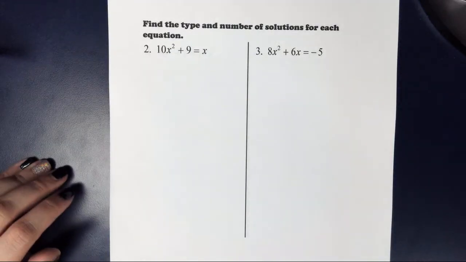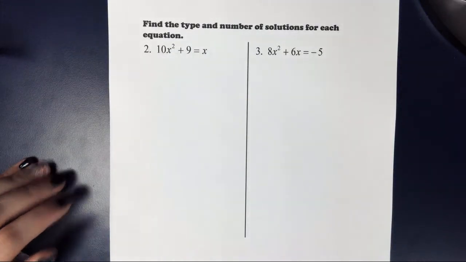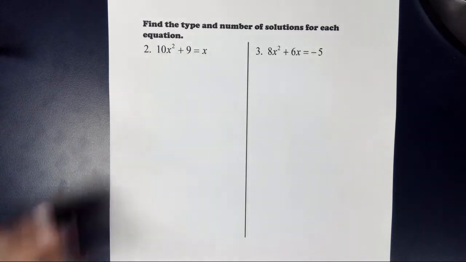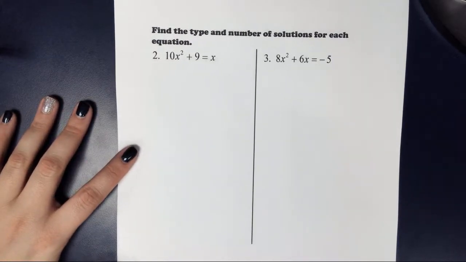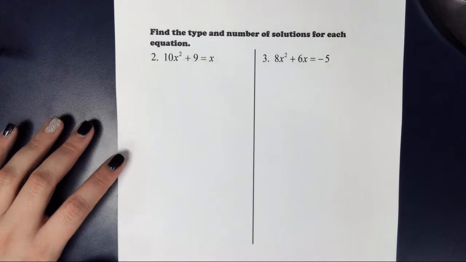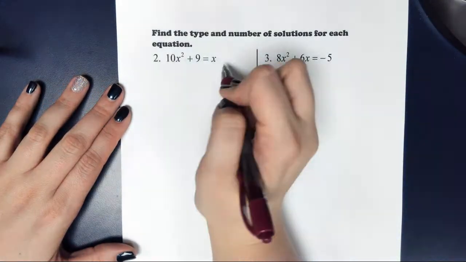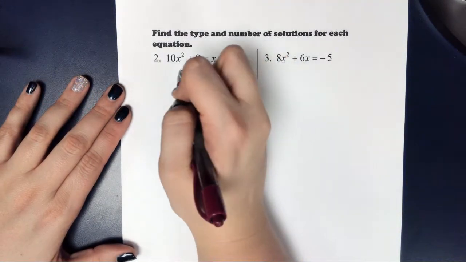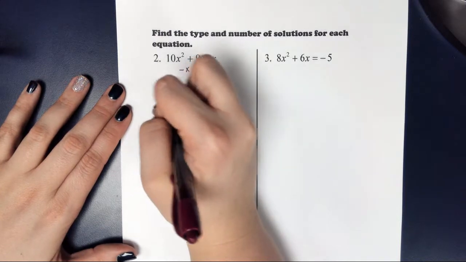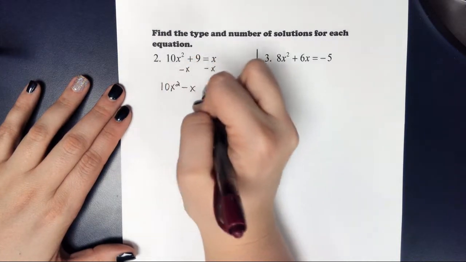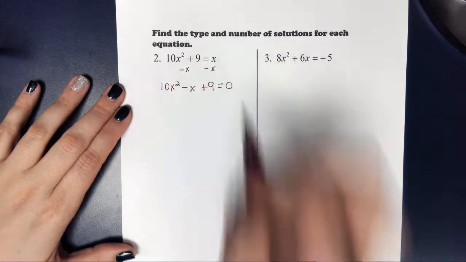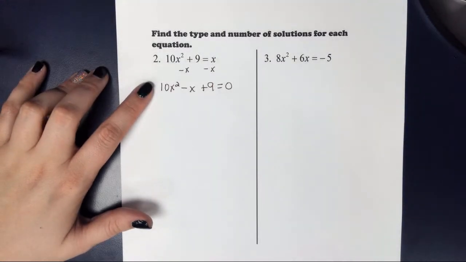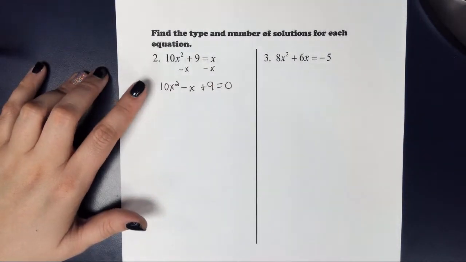So here we go. We're going to start with this very first problem where it says find the type and numbers of solutions for each equation. The way that we're going to do that is we're going to use the discriminant. The first thing we want to do is make sure this equation is in standard form, which notice it's not. I need to subtract x. So I have 10x squared minus x plus 9 equals 0. That's the standard form equation that I want first in order to be able to use that discriminant.